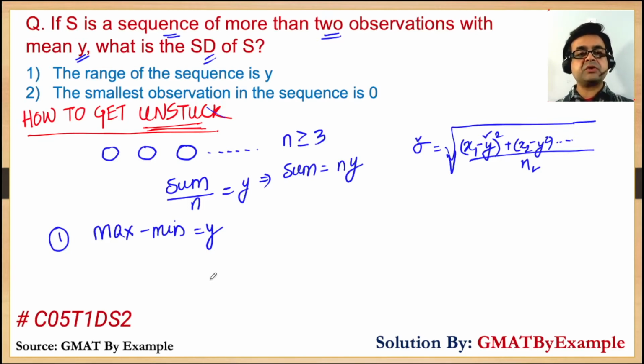That is exactly the point where you get stuck, because you don't know the observations. You know the difference between maximum and minimum, but how does that translate to what these observations look like? Okay, here is how you would proceed in a situation like this.